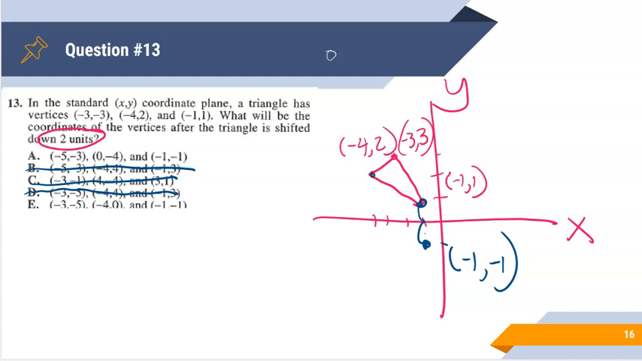Let's take another point. Let's take this one and go down 2 units. So down 1, down 2 is here. And that point is at -4, 0, which we see is choice E.